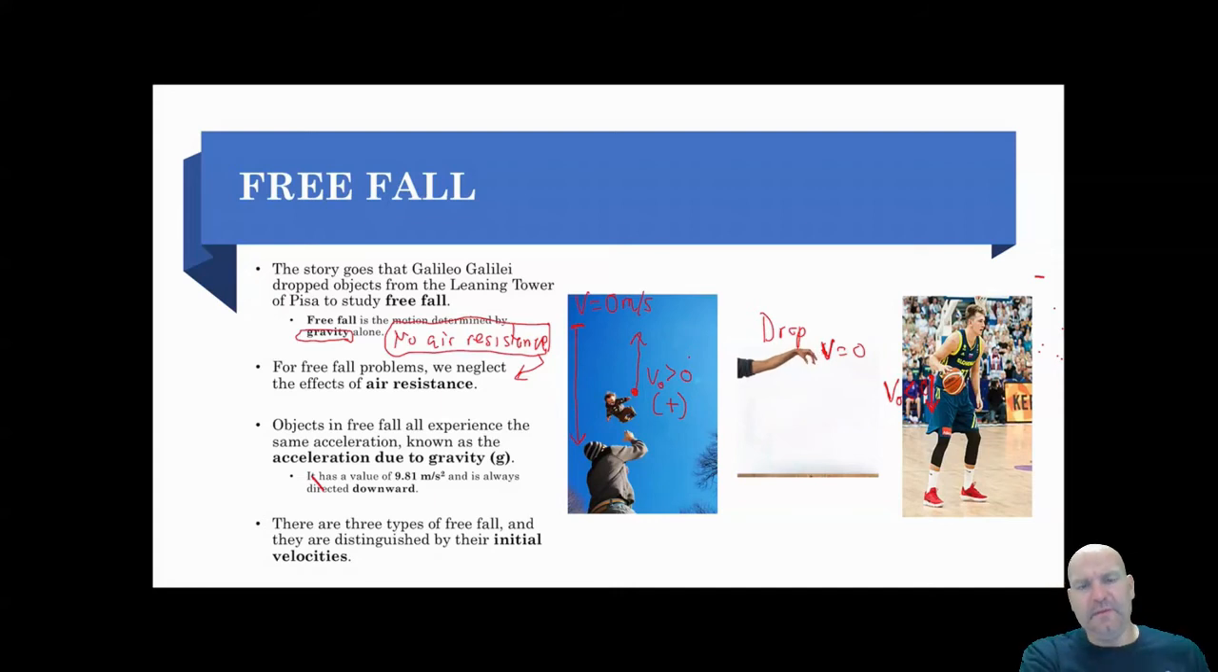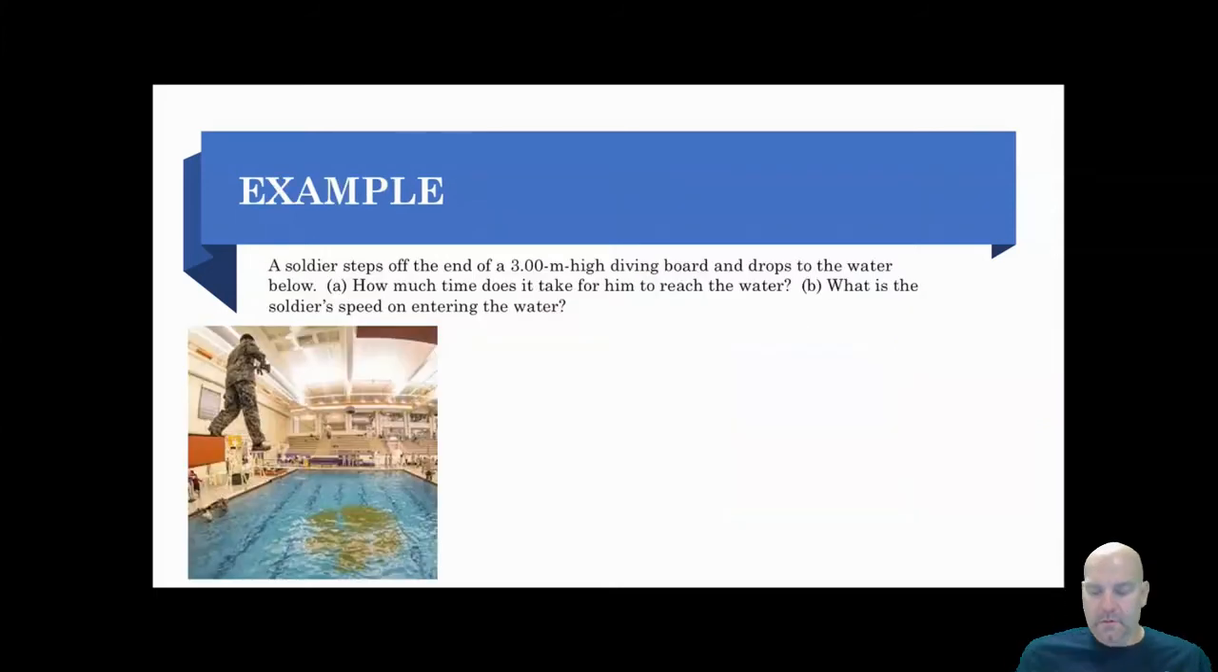With the baby thrown upwards, that's not me and my child, so don't worry about it. When you're throwing it up, it loses speed until it reaches the top, until it reaches 0. In the situation with the basketball player, it gains speed until it finally reaches the floor and bounces back up.